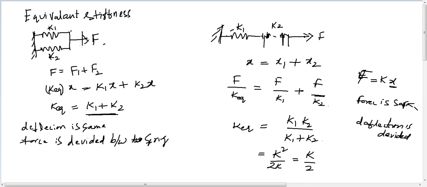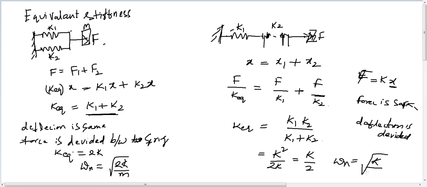For example, if we assume any mass M here, and here one more mass M, let us say both are of the same stiffness K. In that case, K equivalent will become 2K, and the natural frequency omega n will become square root of 2K by M. But in the series case, omega n is equal to square root of K by 2M.